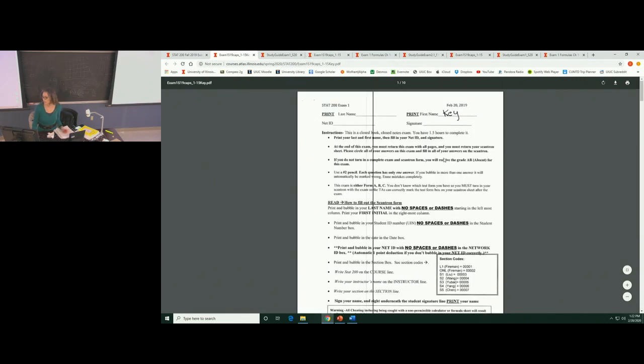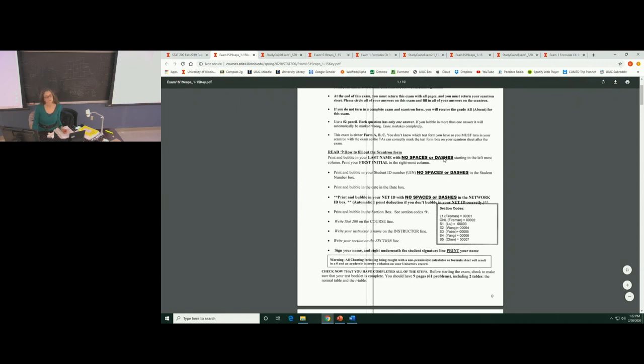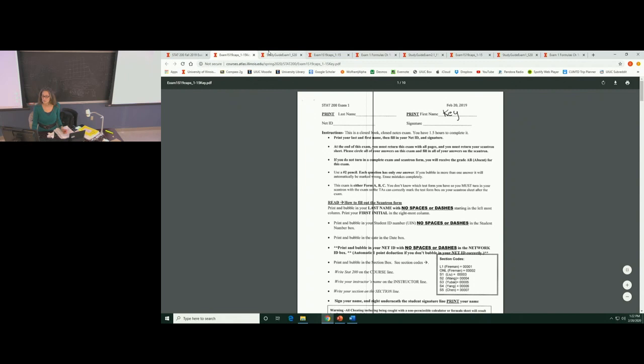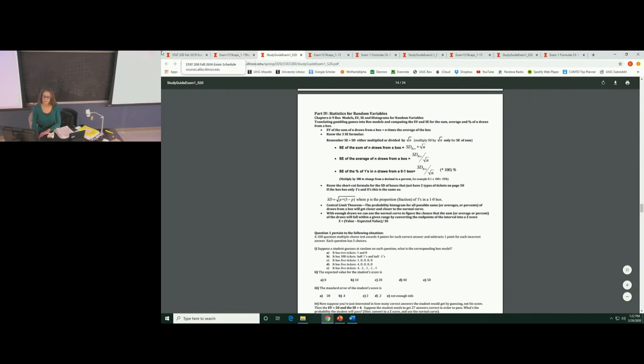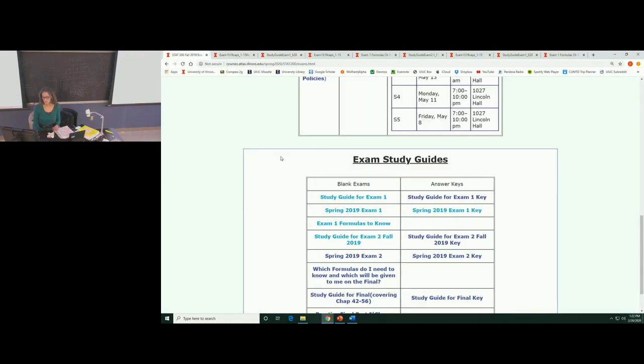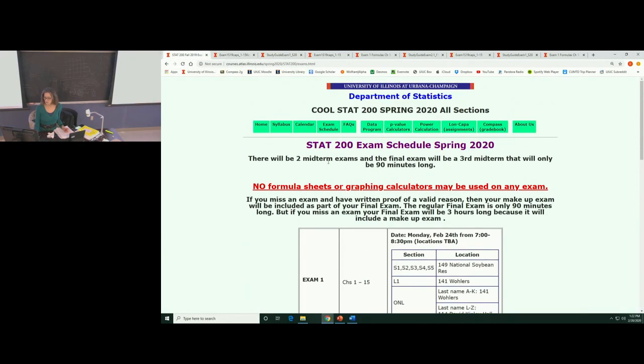And you're going to have a cover sheet like this, too. So might as well look at it, read it now. And the other thing is, so what about office hours? Well, office hours for the exam. So it's just going to be our usual. Let's just go to our syllabus.